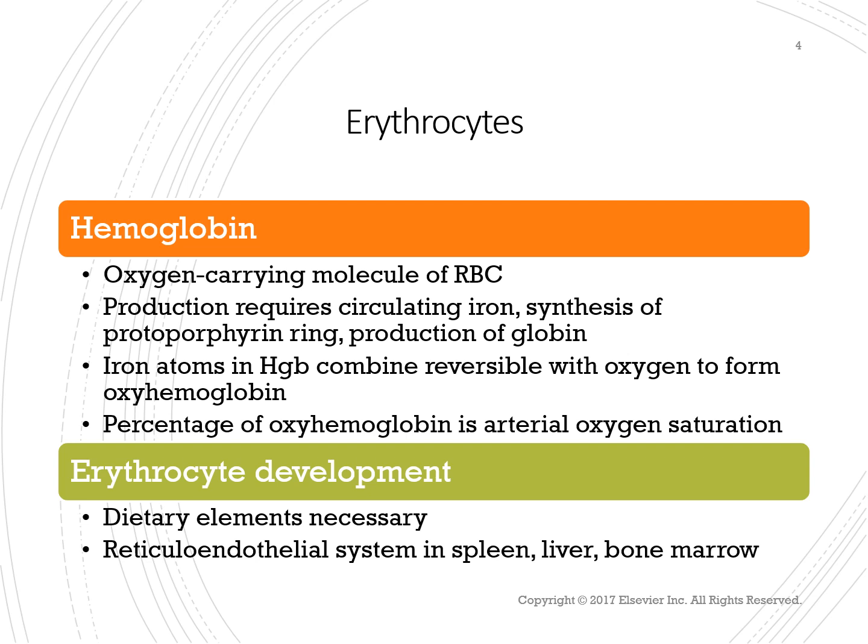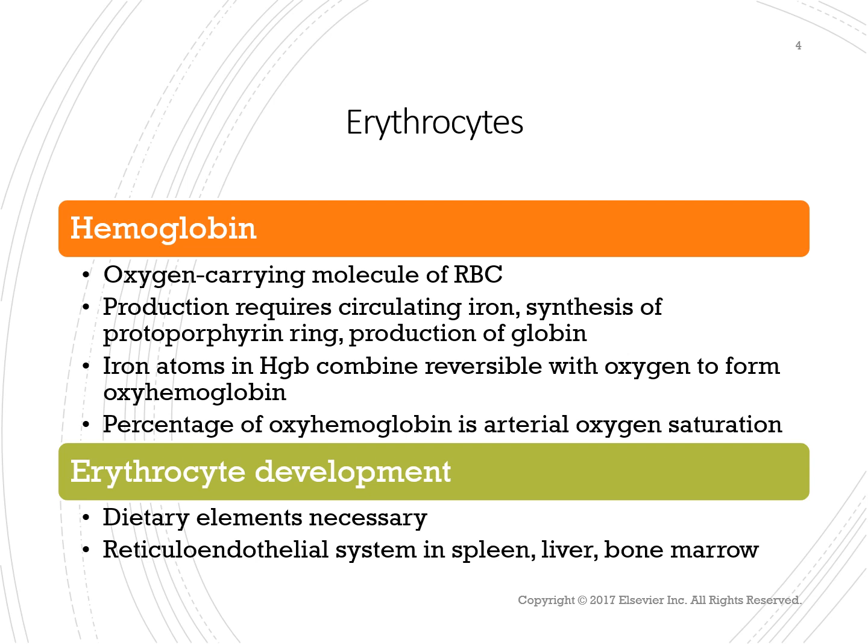Your hemoglobin is the oxygen-carrying molecule of the red blood cell. Production requires circulating iron, synthesis of the protoporphyrin ring, and production of globin. The iron atoms in hemoglobin combine reversibly with oxygen to form oxyhemoglobin, and the percentage of oxyhemoglobin is what we consider your arterial oxygen saturation.